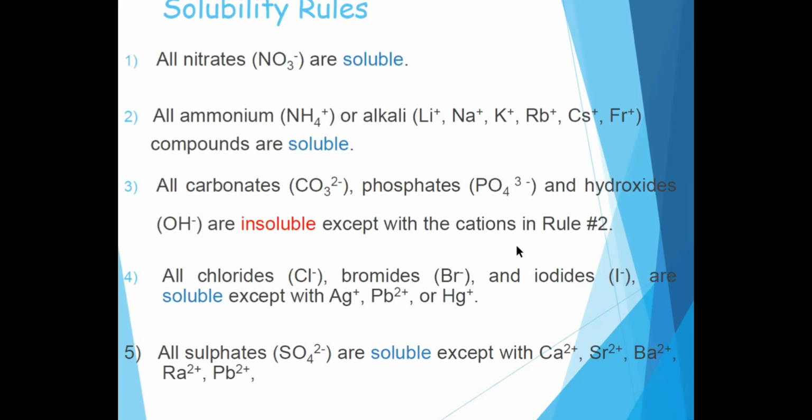Then we look at all sulfates: they are soluble, except if mixed with calcium, strontium, barium, radium, and lead. Therefore, if it is sodium sulfate, it's going to be soluble. If it's aluminum sulfate, it's going to be soluble. It's only not soluble if it's mixed with these 5 different ions.